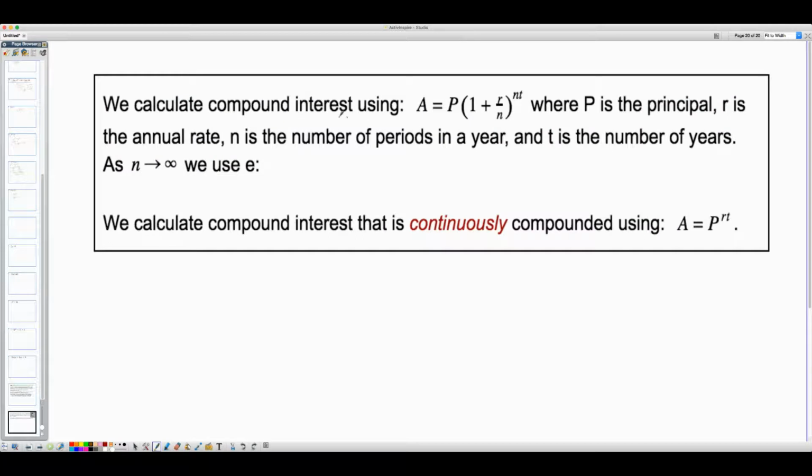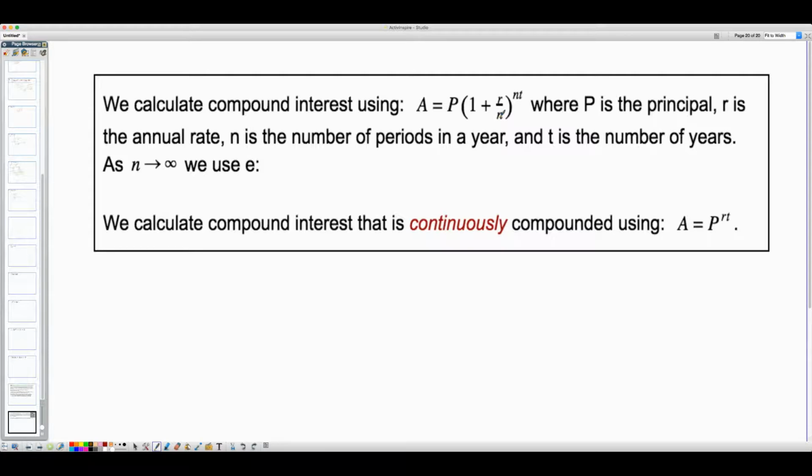When we use compound interest, the value of, say, $1,000 invested at 5%, compounded 4 times a year because it's quarterly, is found by this formula. Notice r is a percent, but it's written as a decimal. So 5% would be written as 0.05. n is the number of periods in a year.